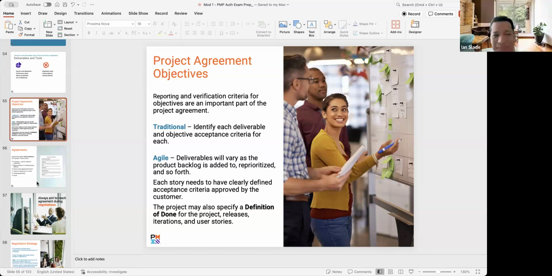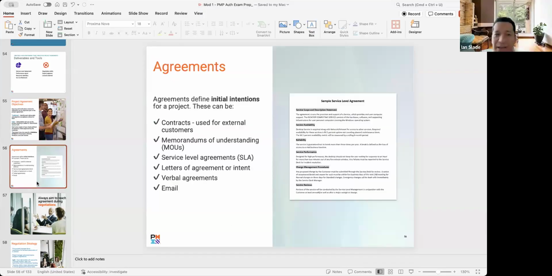All right, agreements. So agreements define the intention. So this could be in the form of a contract. And when we get to procurement management, we'll go through the different types of contract, fixed fee contract, all that. Memorandums of understanding, again, all of this on procurement. What's the difference between an MOU, a memorandum of understanding, an MOA, what's the difference between service level agreements, what's the difference between a request for information, RFI, all of those things.